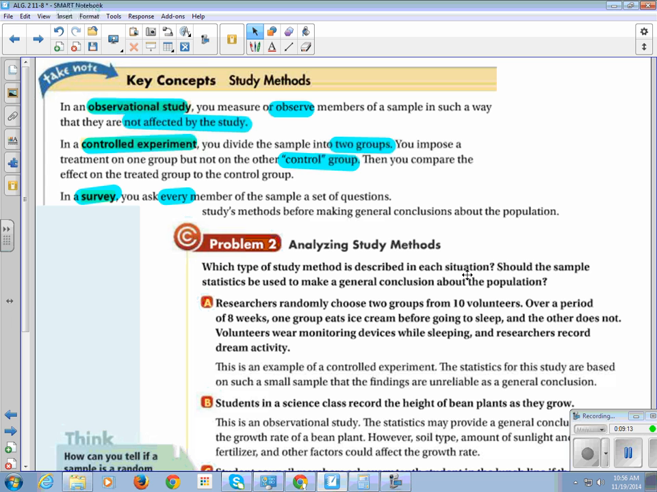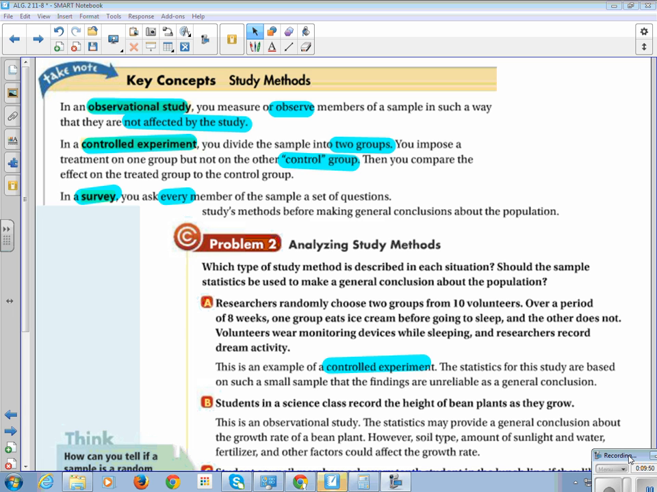All right, so let's take a look at how this will appear to you in your work. Analyzing study methods. Which type of study method is described in each situation? So should the sample statistics be used to make a general conclusion about the population? Researchers randomly choose two groups from 10 volunteers. Over a period of 8 weeks, one group eats ice cream before going to sleep, the other does not. Volunteers wear monitoring devices while sleeping, and researchers record dream activity. This is a controlled experiment.